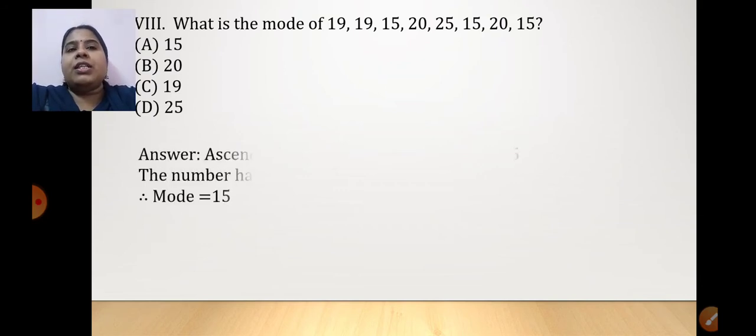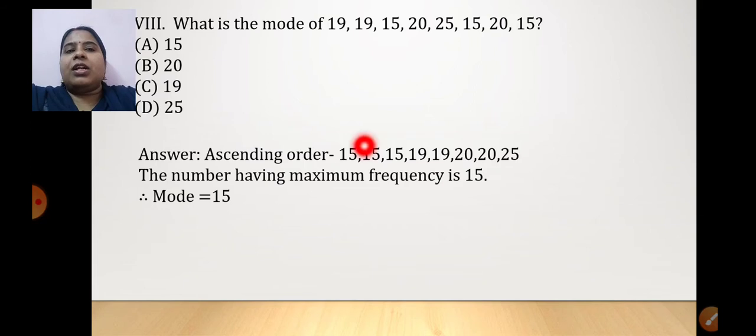Now first thing is, let us arrange them in ascending order, starting with the lowest: 15, 15, 15, then 19, 19, 20, 20 and 25. Now just see which number has maximum frequency here: 15. So mode is 15. This is very easy, a 1 mark question if it is asked, or an MCQ like this. So the correct option is option A, that is 15. So this was all about mode. The number having maximum frequency is called the mode. Let us move to the next question.